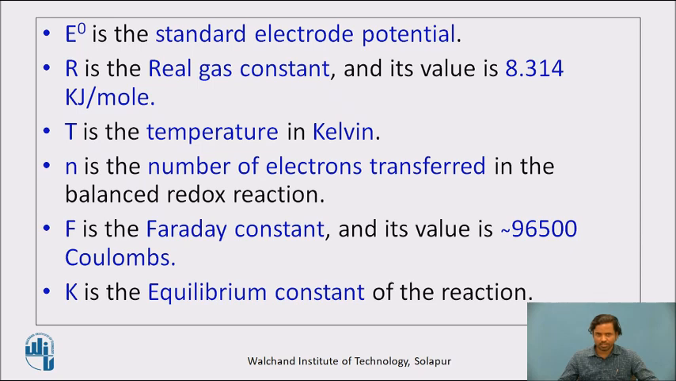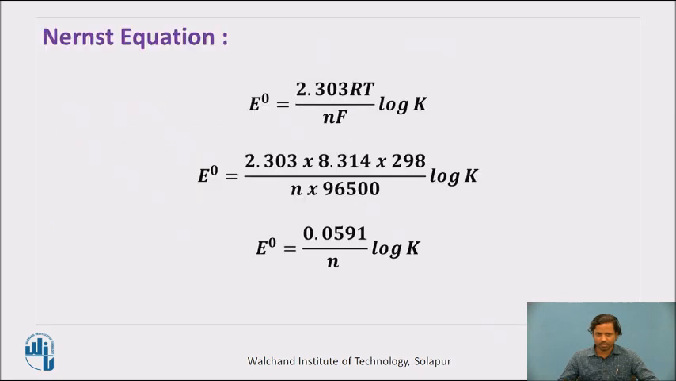R is the real gas constant and its value is 8.314, T is the temperature in Kelvin, N is the number of electrons transferred during some electrochemical reaction, F is the Faraday constant and its value is 96,500 coulombs, and K is the equilibrium constant of the reaction. So the Nernst equation is E naught cell is equal to 2.303 RT divided by NF into log of K.